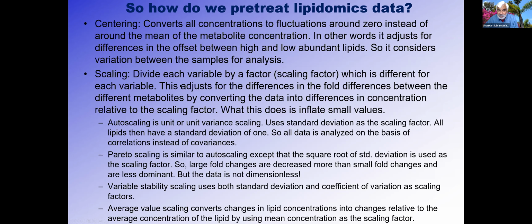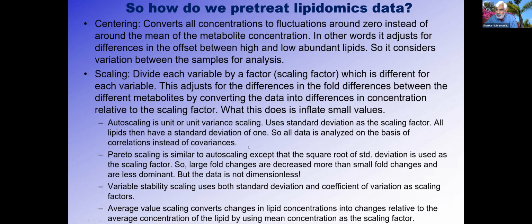Scaling. Once you center it, divide each variable by a factor, which is different for each variable. This adjusts for differences in the fold differences between different metabolites by converting the data into differences in concentration relative to the scaling factor. What it does is inflate the small values. You can do many types of scaling: auto scaling, Pareto scaling, variable scaling, average scaling. All of this normalizes it in some way. I'll ask you to go over this in my presentation. We are going to make it available to you.